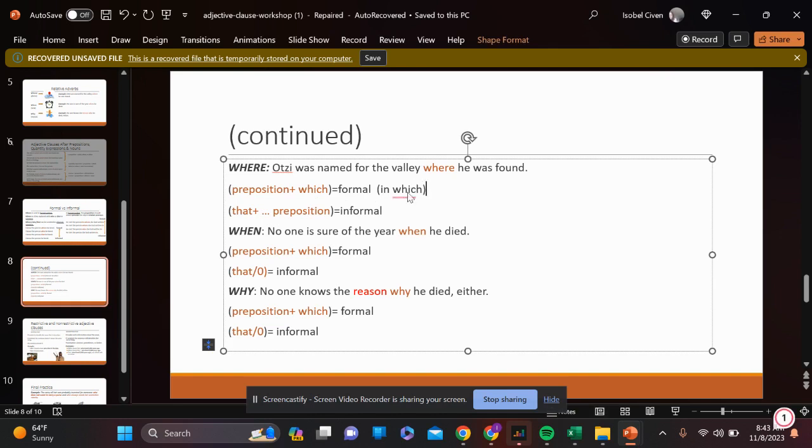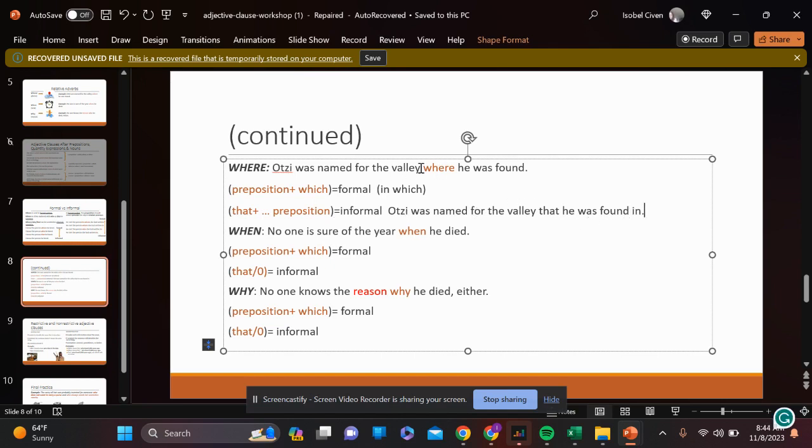And the least formal is that. Otzi, see if I can write this correctly. Otzi was named for the valley that he was found in. This is very informal English, very informal. Okay, I don't recommend that you use this one in your essays.